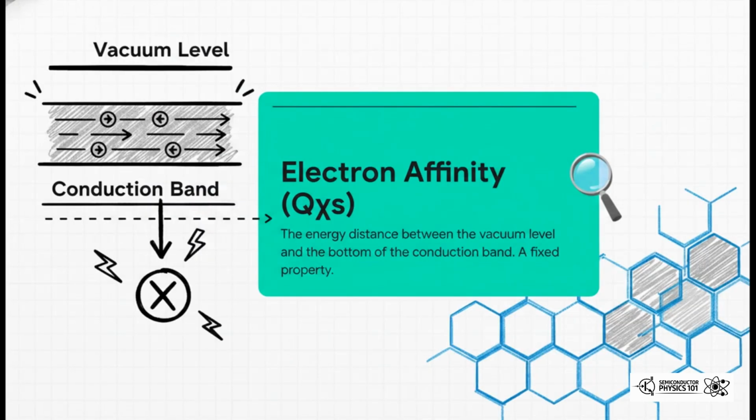Now, the semiconductor has a kind of similar property, and it's called electron affinity. This measures the energy jump from a free-floating electron down into what's called the conduction band. And that band is like the superhighway where electrons can zip around freely inside the material. Just like the work function, this is a fixed property of the semiconductor itself.